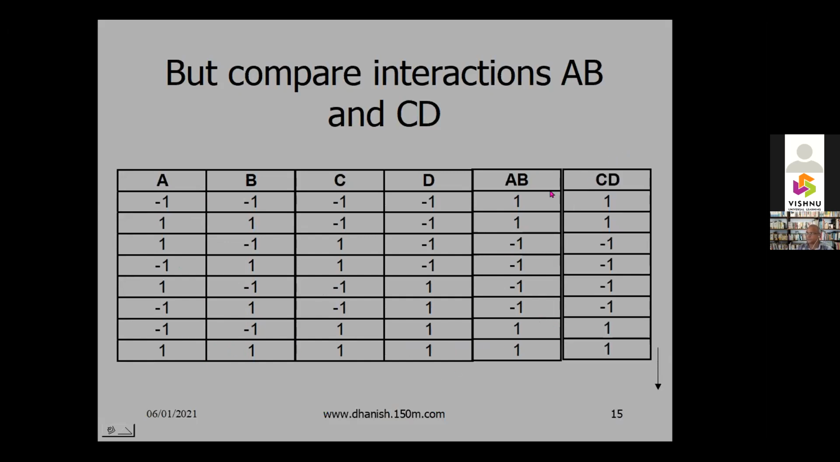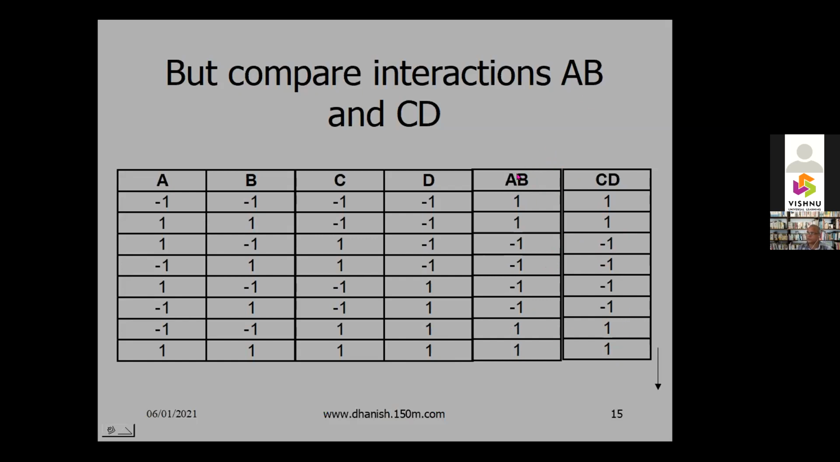And CD, C into D, 1, minus 1 into minus 1, 1, 1 into minus 1, minus 1, 1 into minus 1, minus 1, minus 1 into 1, minus 1, minus 1 into 1, minus 1, 1 into 1, 1 into 1, 1, 1. Okay, so now compare AB and CD. 1, 1, 1, 1, minus 1 into minus 1, minus 1, minus 1, minus 1, minus 1, minus 1, minus 1, 1, 1, 1, 1.